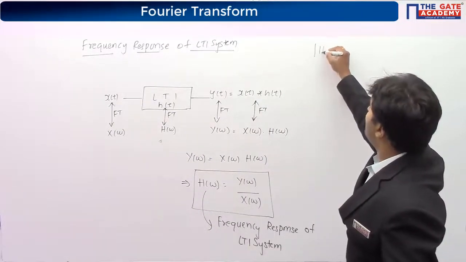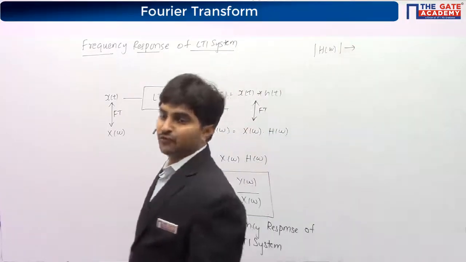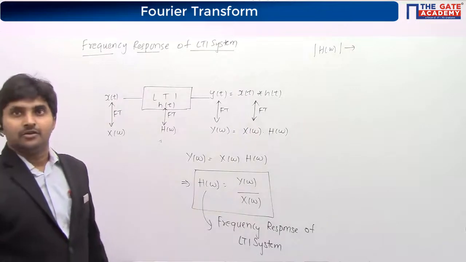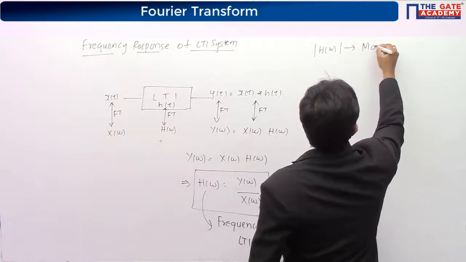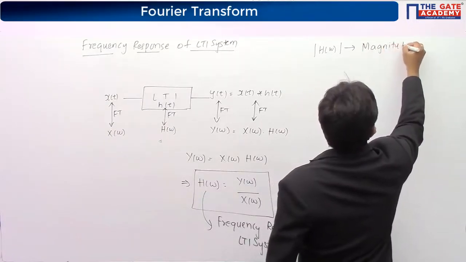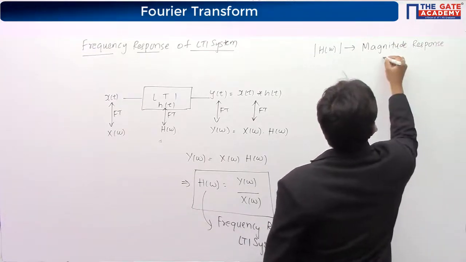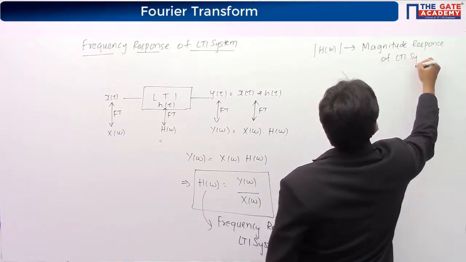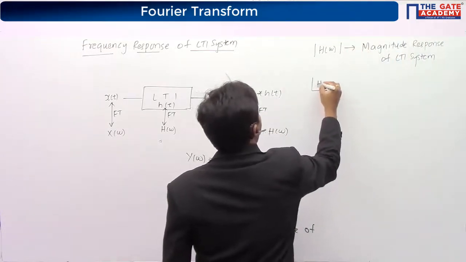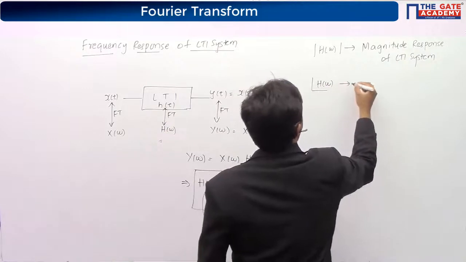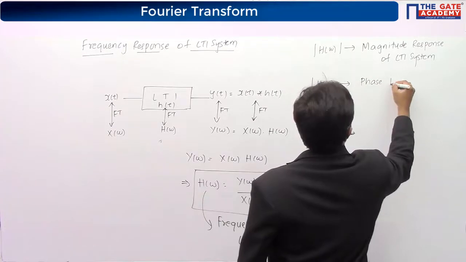Then what is mod of H of omega? Mod of H of omega is what we call the magnitude response of the LTI system. Magnitude response of the LTI system. And the angle of H of omega is what we call the phase response of the LTI system.